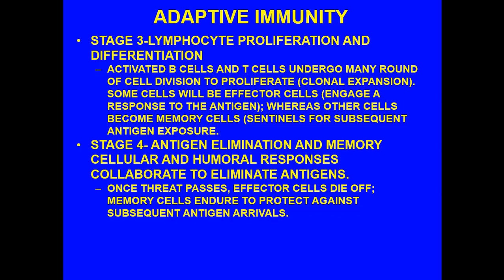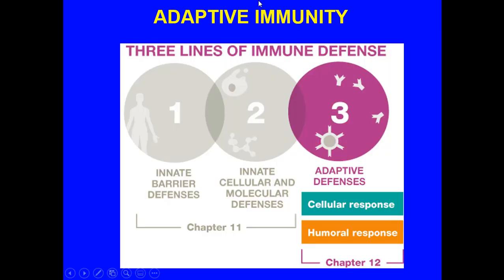You don't need effector cells hanging around. This is what helps us to not have autoimmunity situations where it's been fighting for a while and now it starts attacking our own tissues. As we mentioned before, of the 3 lines of immune defense, the first and second are the innate barrier defenses and the innate cellular and molecular defenses that we dealt with in Chapter 11. Now we've got adaptive defenses. This is cellular response and humoral response.